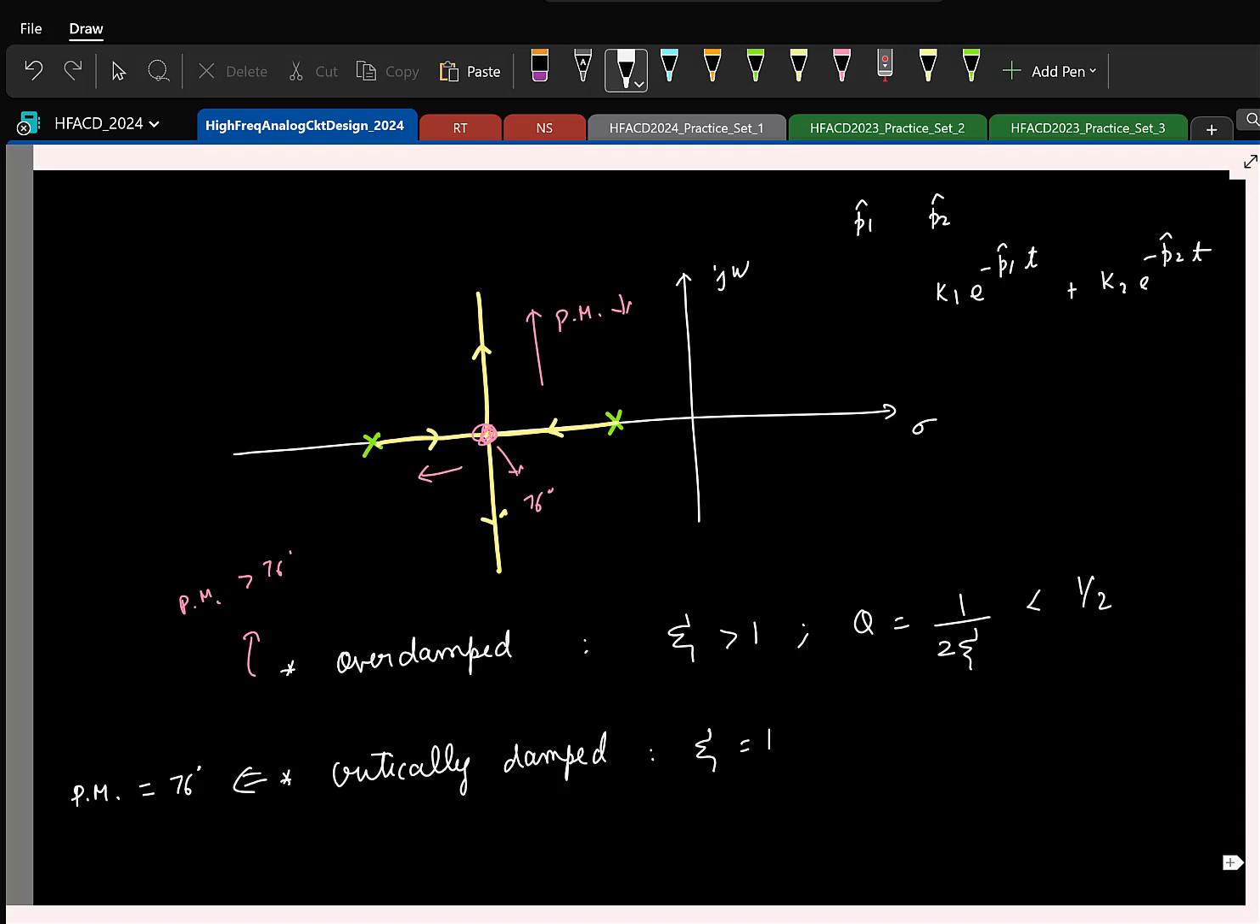Like I told, the other aspect to look for when deciding phase margin is the frequency response. And for that, let me quickly look at this. Let's say I have loop gain and a feedback factor beta. What is the closed loop transfer function? 1 by beta times the loop gain by 1 plus loop gain.